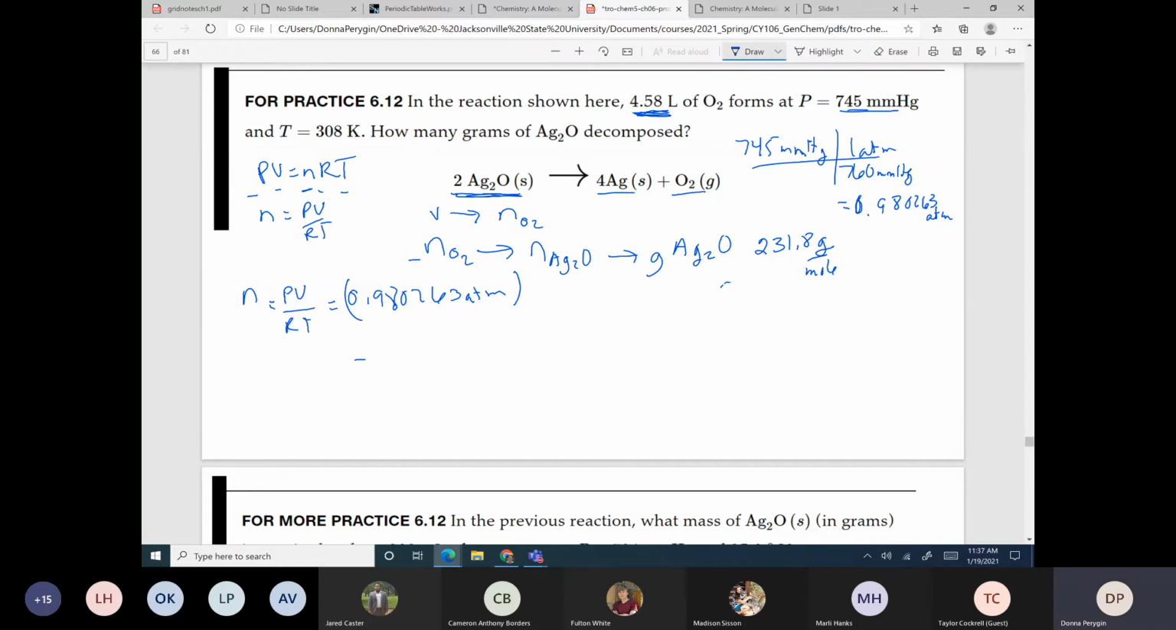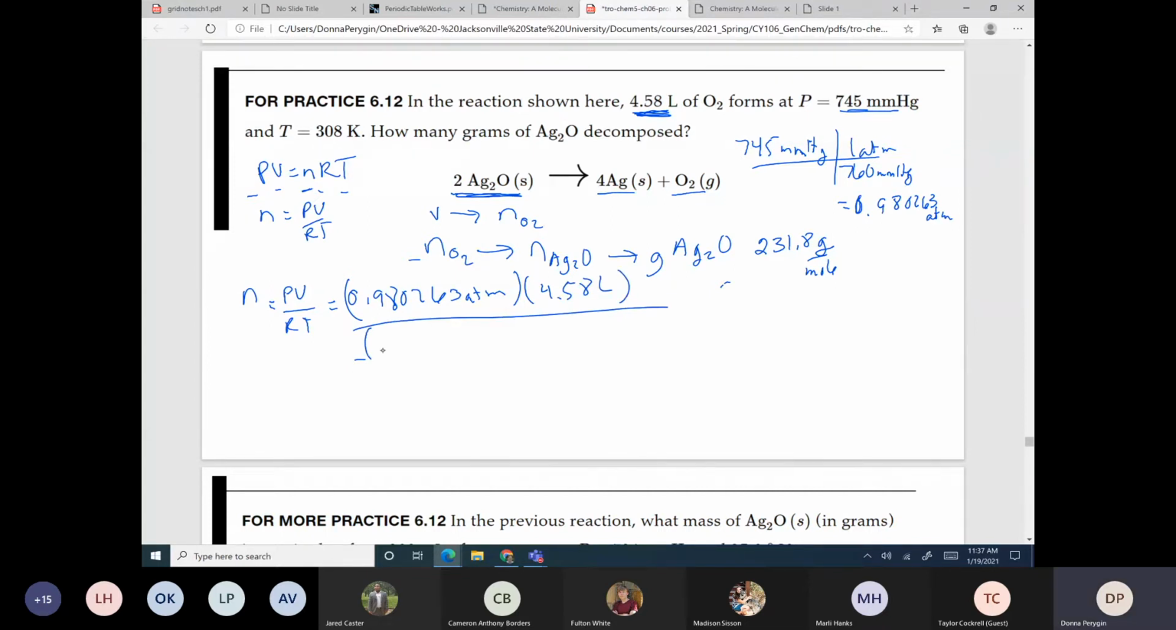All right, PV, which is volume, is 4.58 liters, divided by R, which is 0.08206 liters atmospheres per mole Kelvin. And I like to keep all these units because it'll help keep you straight on whether you did this right. Because if your units don't cancel, you probably did something wrong. And temperature is 308 K.